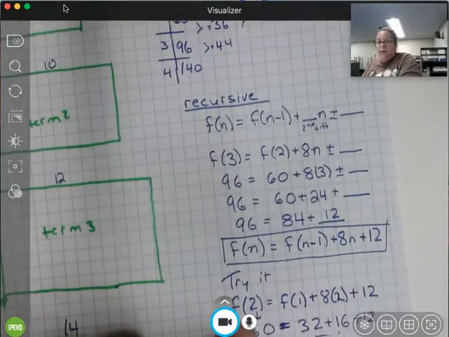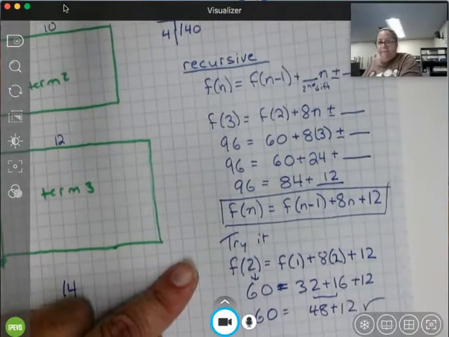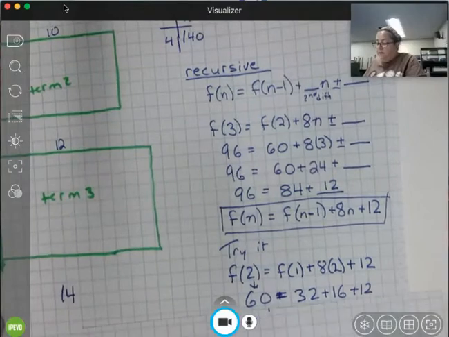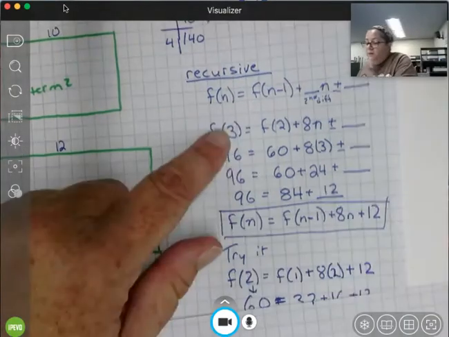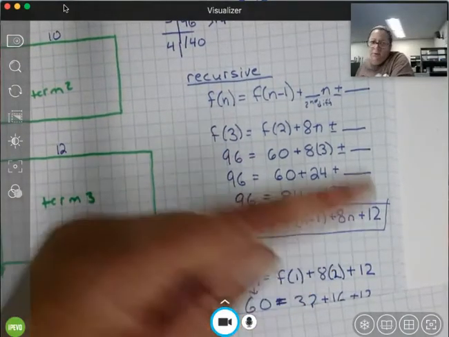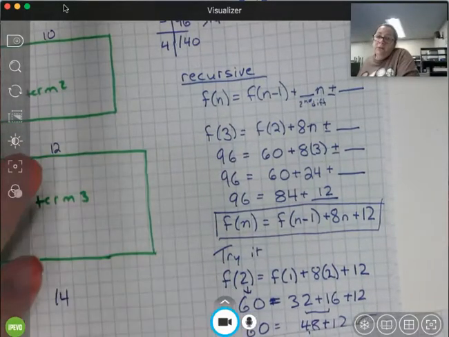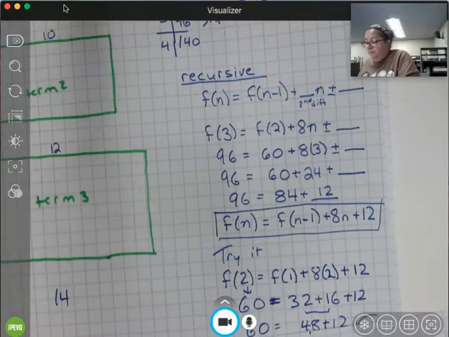And then I tried it using f of 2. And you can pause and take a look at that if it doesn't match your work. And even if you didn't use f of 3, as long as you ended up with 12, it's fine. And even if you didn't try it on f of 2, as long as you tried it on a number and it worked, then you're good.